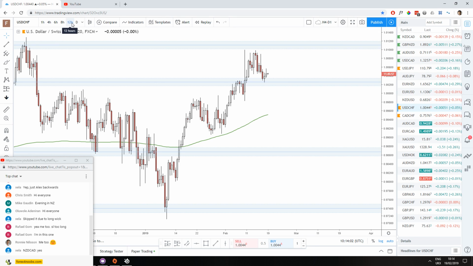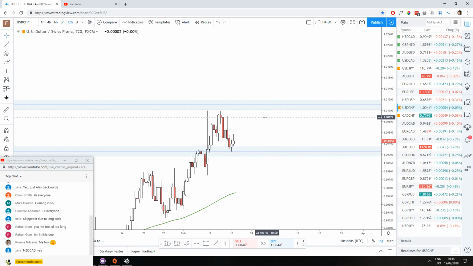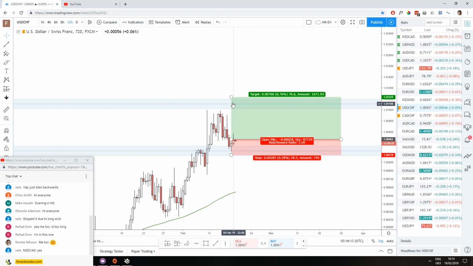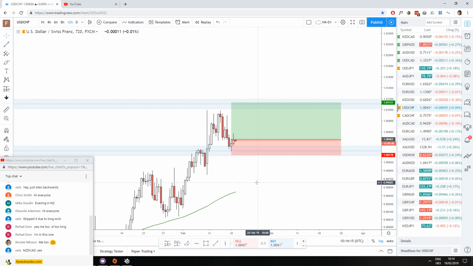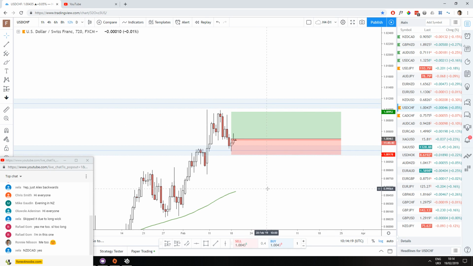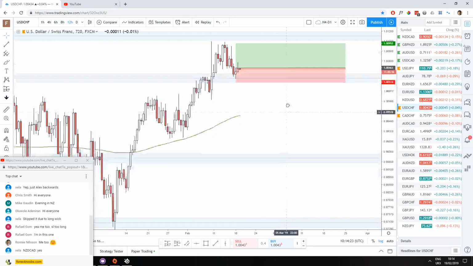There is potential for a long here, guys. You could already be in the long, or since it's pulled back a little bit, you could enter right now. Let's look at the numbers, see if I would consider entering this one. Yeah, this is a viable trade, guys.